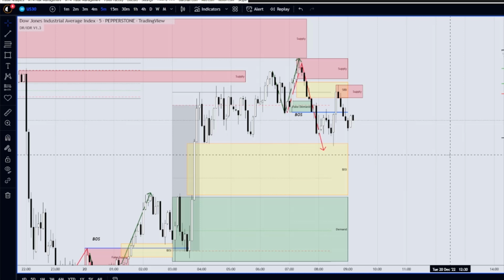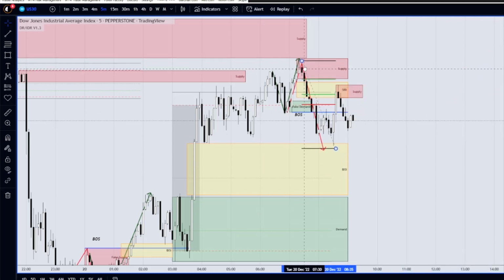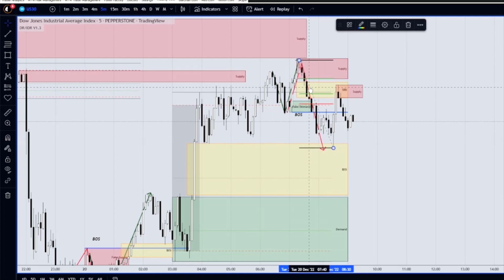So the resulting range becomes this area here.